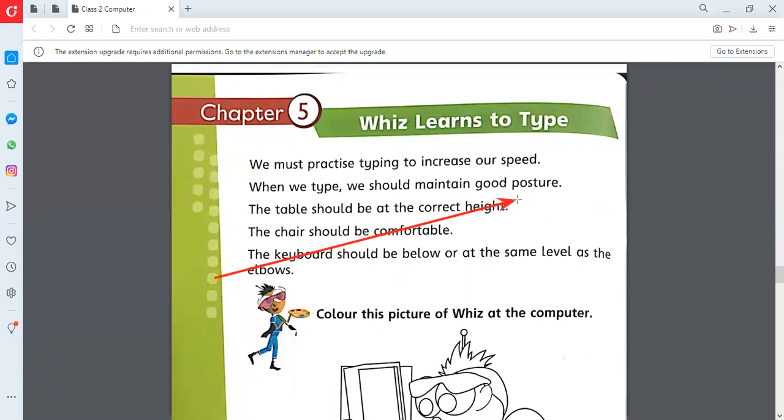In this, your body will be relaxed and then you are typing. For example, if you are typing by standing, you will type for 1 or 2 minutes and then you will be tired. Why? Because the body is not in relaxed mode. The body is not at rest. So it does not look good to type by standing. You have to type by sitting.